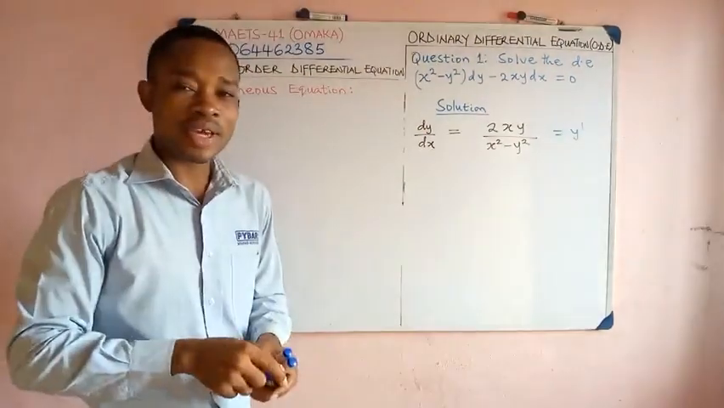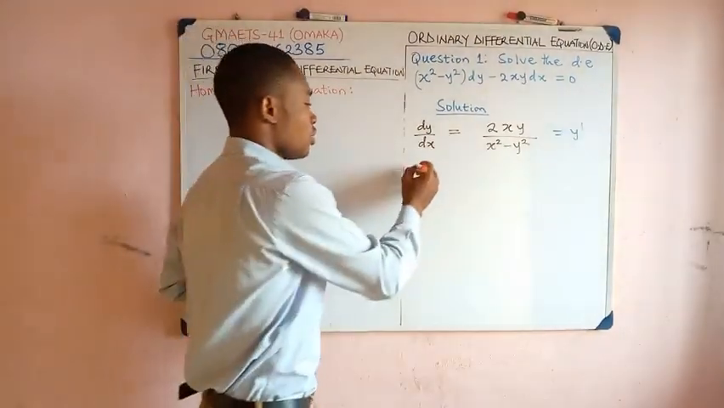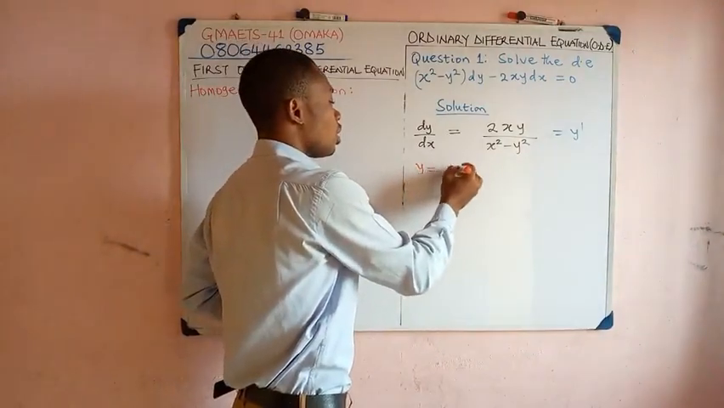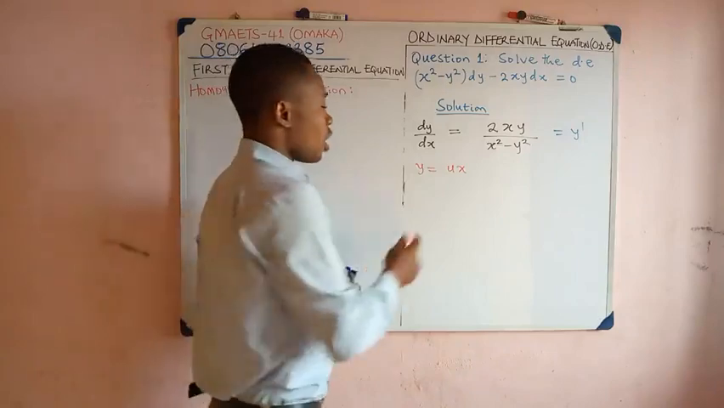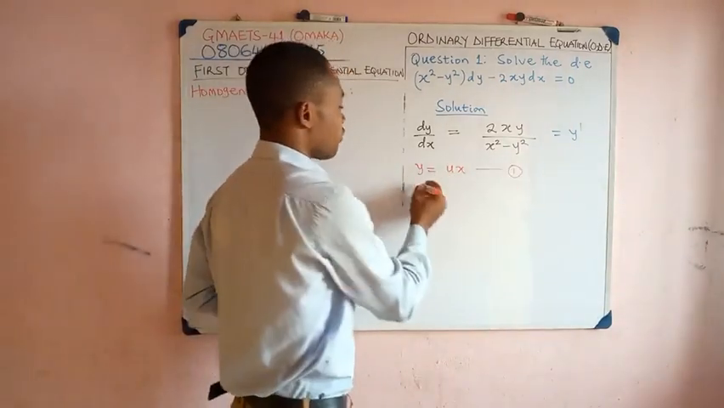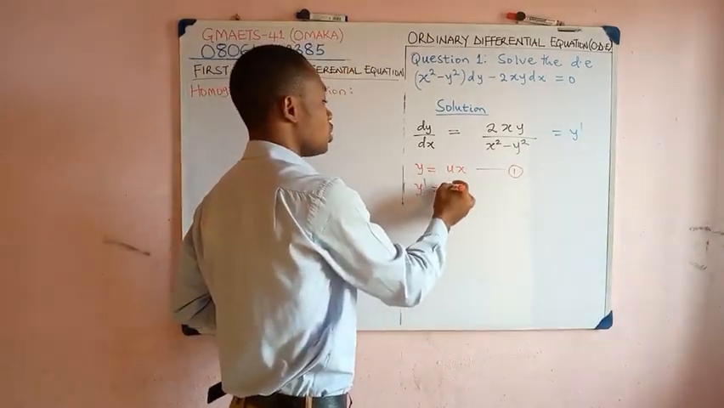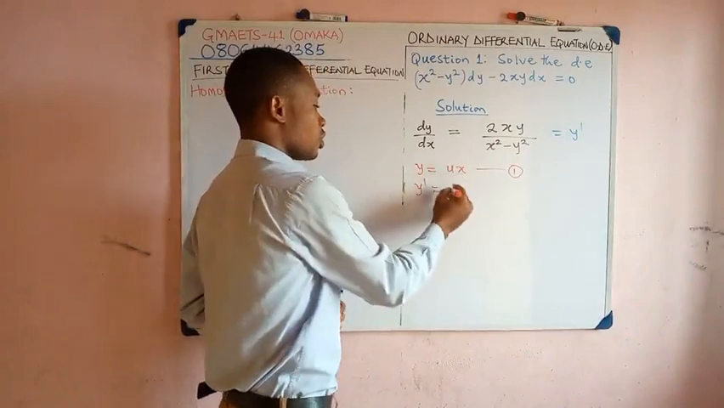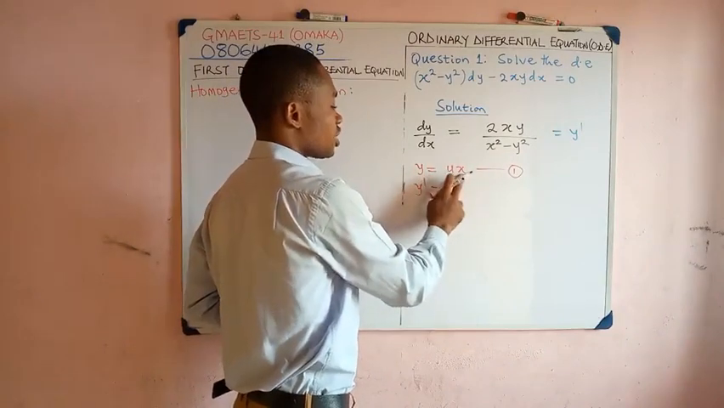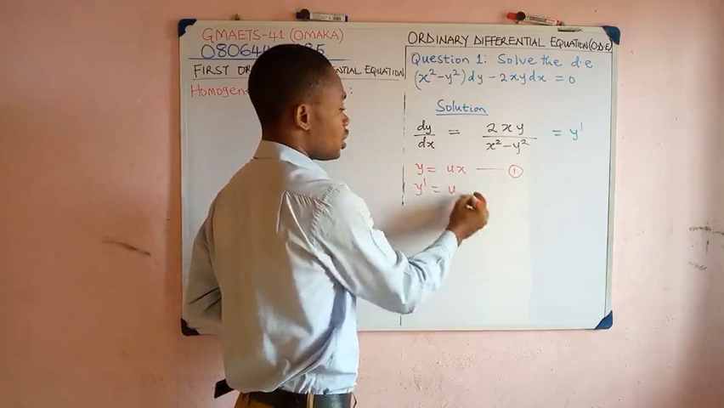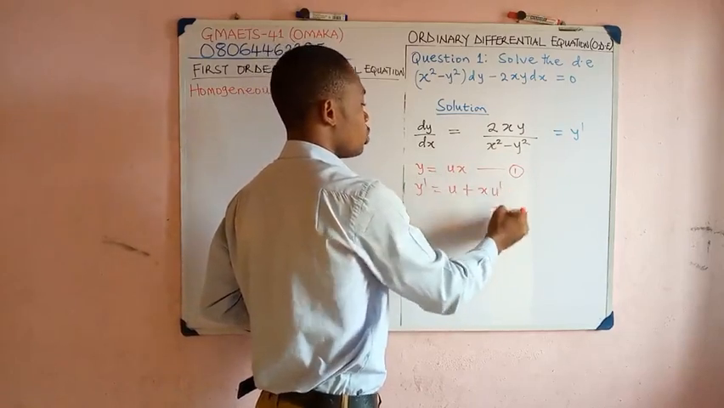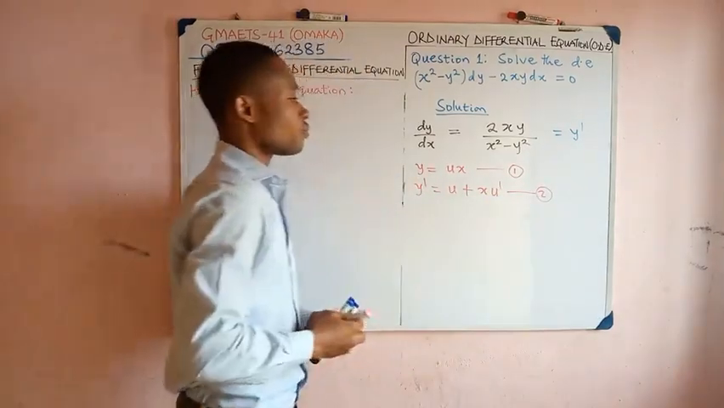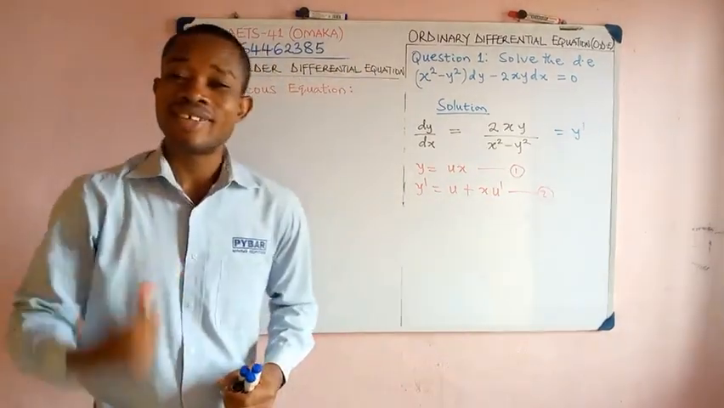So what we do from here, we can now apply our transformation. Recall that to solve your homogeneous differential equation, you apply this transformation, y equals ux, and then you have to differentiate it to have y prime equal to, differentiate this, use product rule, keep u constant, differentiate x. You get 1 times u, which is u, plus, this time around, keep x constant, differentiate u, you have x u prime. This is equation 2.